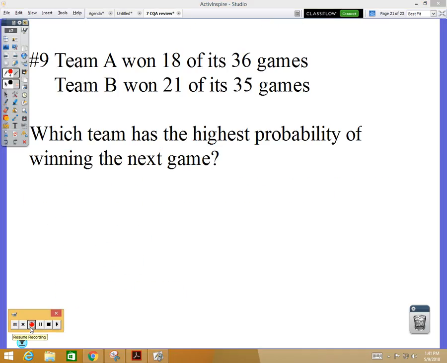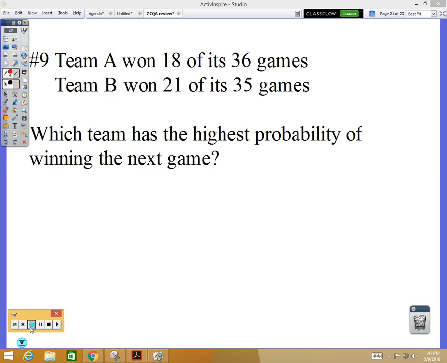So the last two problems, 9 and 10, go together. They use the same information. Okay? This is an example problem. This is not the problem. This is just an example problem. It talks about two teams. Now notice that the teams play a different amount of games. They also win a different amount of games.